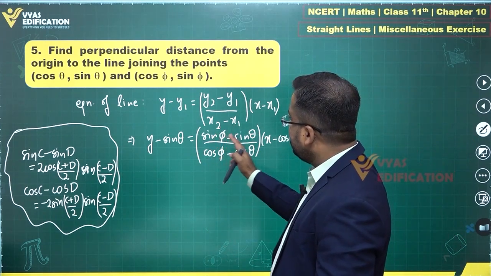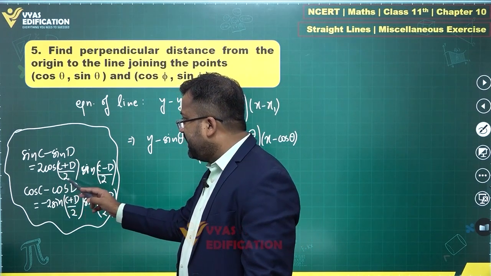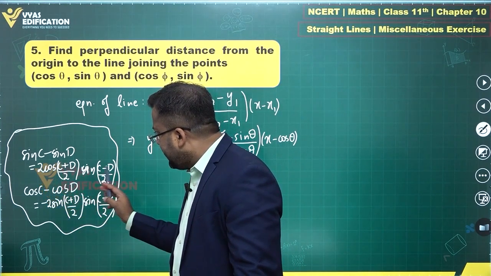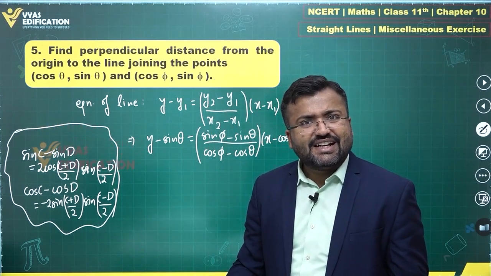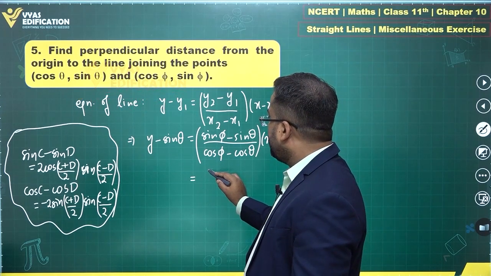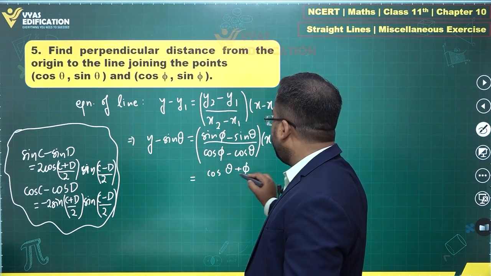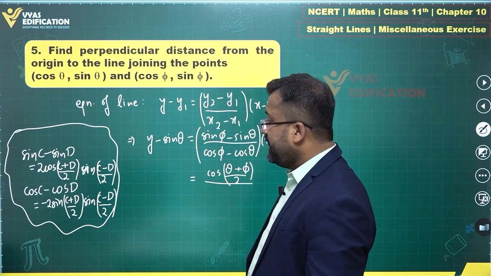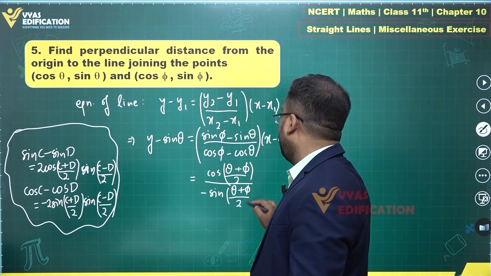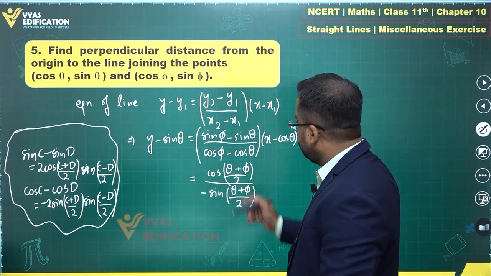So sine phi minus sine theta will be 2 cos (phi plus theta) by 2 sine (phi minus theta) by 2. Similarly, this term will be this, and you observe that sine (C minus D) by 2 will get cancelled, and the 2's will also get cancelled. What will remain is simply cos of (theta plus phi) by 2 in the numerator, and in the denominator you get minus of sine (theta plus phi) by 2. Using that formula, I am directly writing this. You can write the middle step as well, but this is what you get.